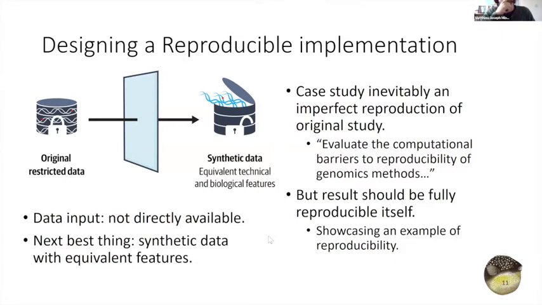So here, there's two things to take into account in designing a reproducible implementation. What the team wants to do is not just try and create something that's as close to the original restricted data as possible, but also the final product itself has to be reproducible. So if you can't get full reproducibility of a piece of research, you can at least have a copy of it, the synthetic data version of it, that can be open source and reproducible.